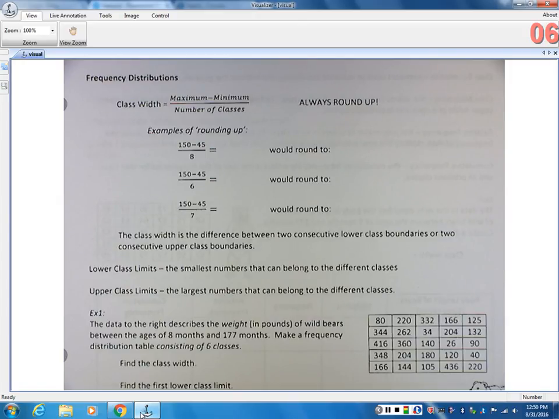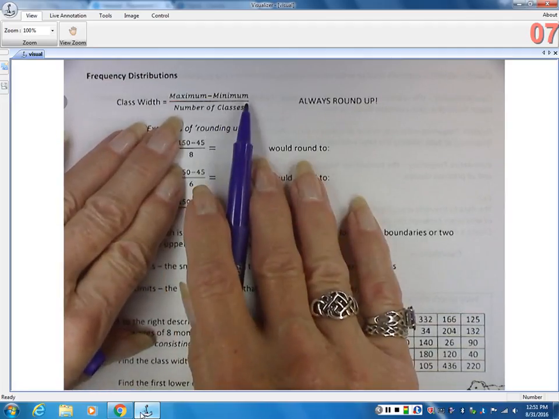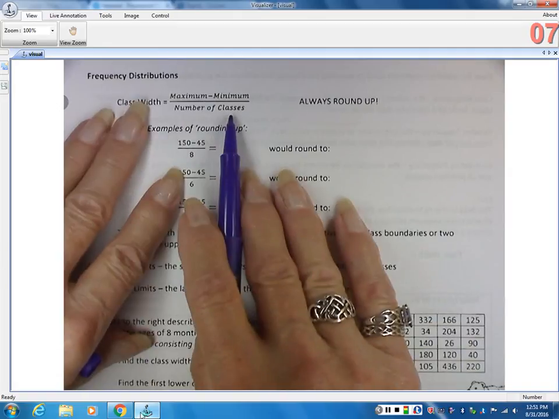You know what the class width is? It's the number of values that's possible for each class. It's the distance between all of the lower class limits from each other, and it's the distance of all the upper class limits from each other. But you need to know how to calculate a class width to get a table that has a certain number of categories. So the way that we'll calculate it is we're going to take the maximum minus the minimum and divide by the number of classes.